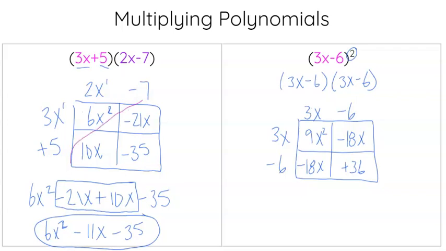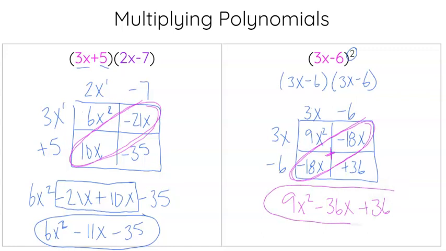So if we look here, the 10 and the negative 21 that we combined were in this diagonal. If set up using standard form, your like terms will always be in this diagonal. So you can always just add those up before you take it out of the box. So we can take out that 9x squared. And then before we write that middle term, we can do negative 18 plus negative 18, which is negative 36x, and then plus 36. And that is our final answer.